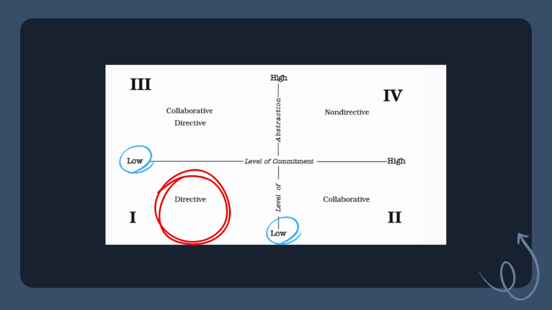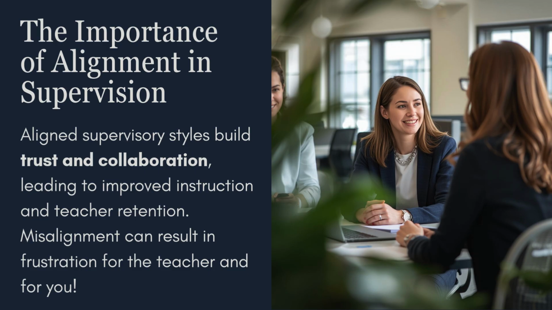These are some things that you might put in place. We've diagnosed that she needs a directive approach, and then you're going to prescribe some specific things for her to do, in a very directive way. She's not really going to get a choice. So this is high supervision, low teacher input. She's not going to get a lot of input, and then you are going to give her a timeline for that. So why is this important? This is going to build trust and collaboration, and it's going to improve our teacher retention.